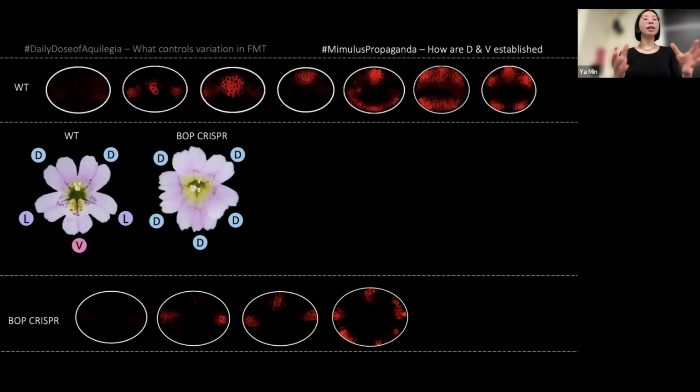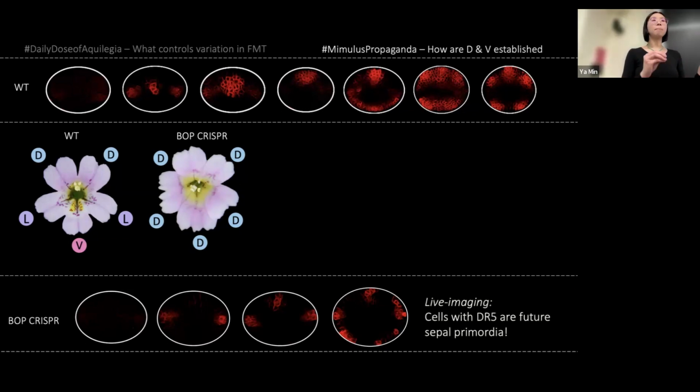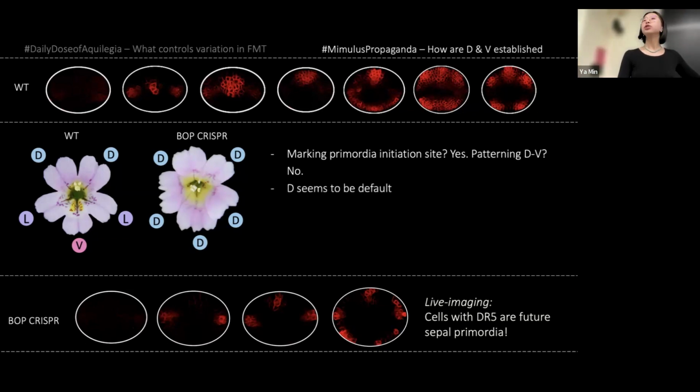To understand the nature of these cells, I conducted live imaging to trace the development of these cells expressing DR5 in this CRISPR line. And it turned out those cells are marking the future primordia since the beginning. Something seems to be missing here, right? It seems like in this mutant background, the oxygen did one part of its job, which is marking the initiation site, but skipped another part of its job, which is patterning the dorsal and the ventral domain. And without this dynamic movement, what we get is a ventralized flower. So the ventral identity could be the default for those flowers.